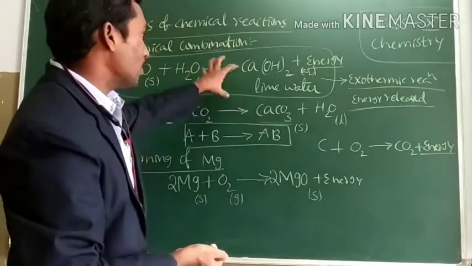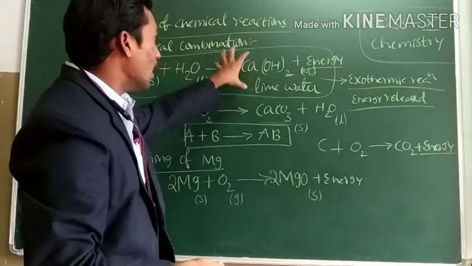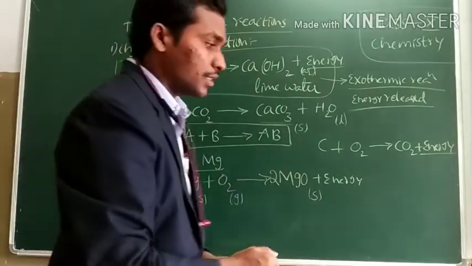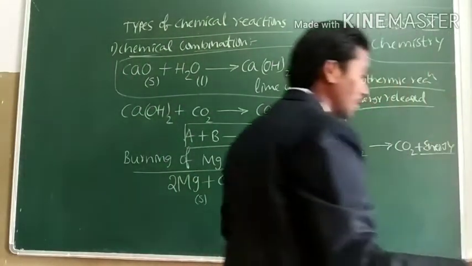These are some of the examples of chemical combination reaction. Next, let us see the second type of chemical reaction.